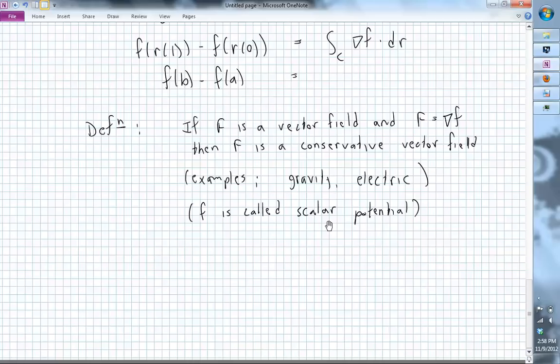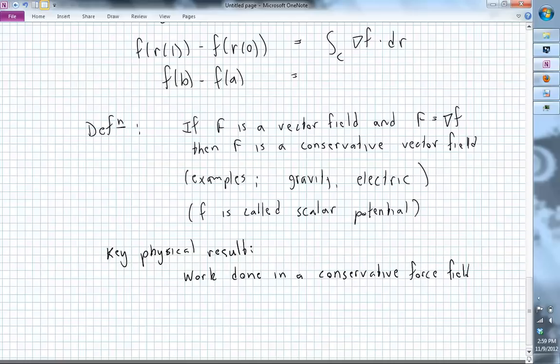Okay, the key observation here, the key physical result, is that the work done in a conservative field is independent of path. What do I mean by that?